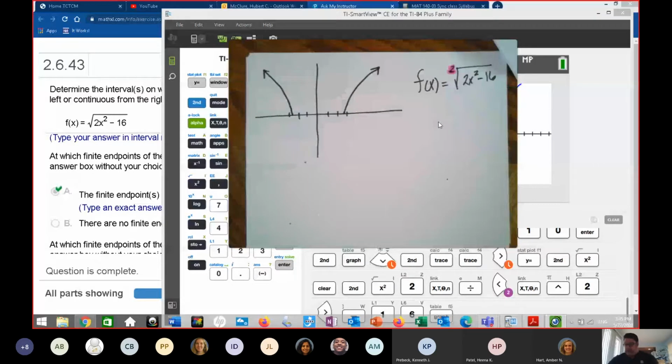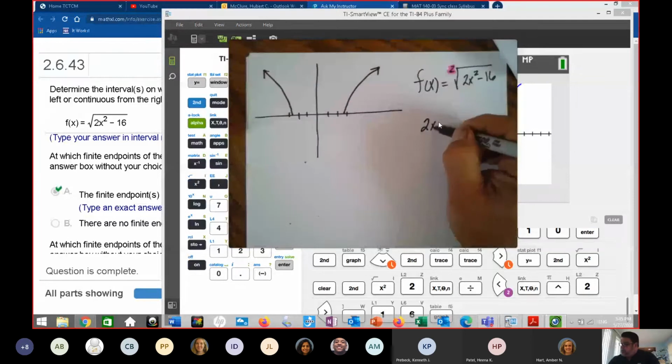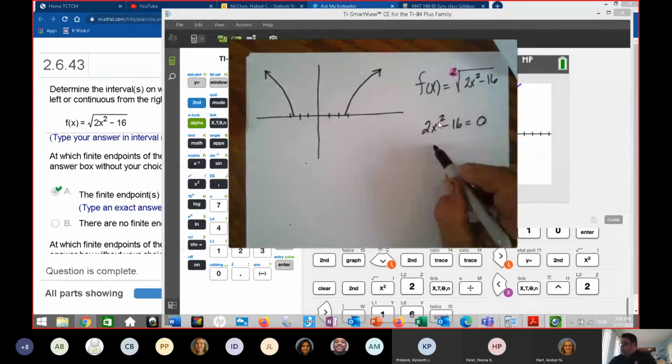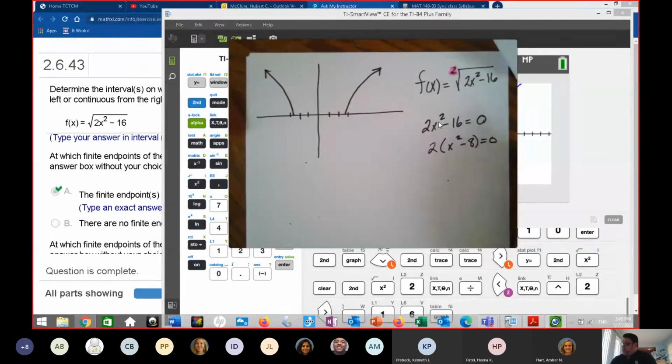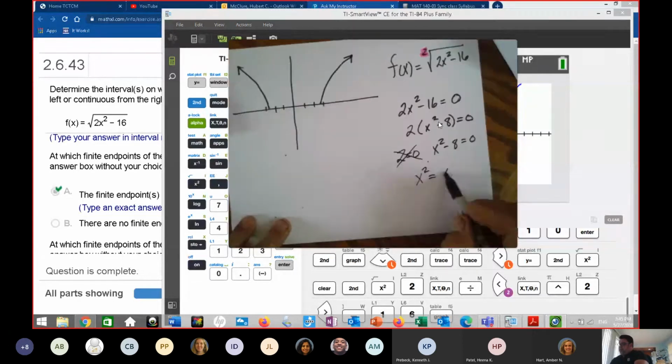So I'm going to set the radical equal to 0. 2x squared minus 16 is equal to 0. Well, why are you setting it equal to 0, Hubert? I thought you said a negative. Well, hold on a second. 2x squared minus 16, or 2, pull this out, x squared minus 8 is equal to 0. X squared minus 8 is equal to 0. So you got x squared is equal to 8. X is equal to positive or negative square root of 8.